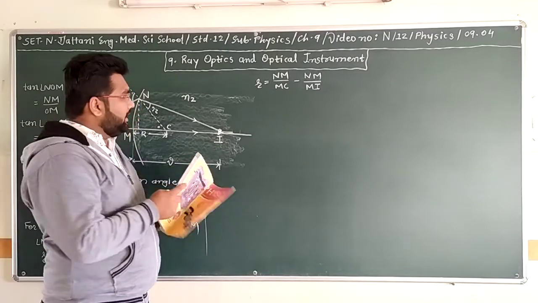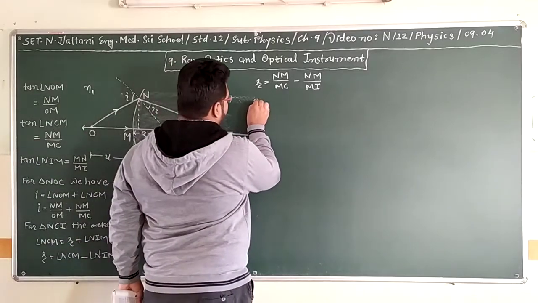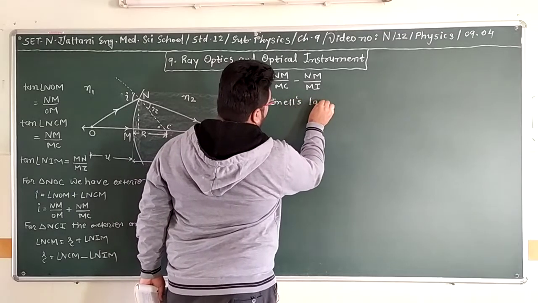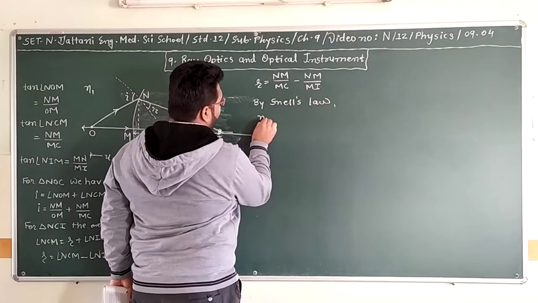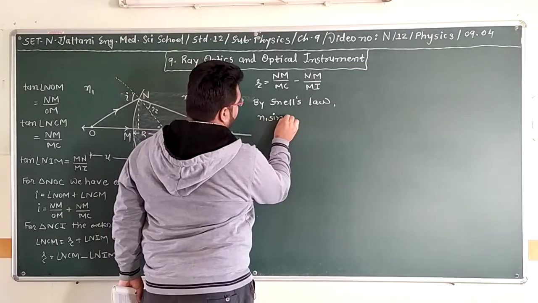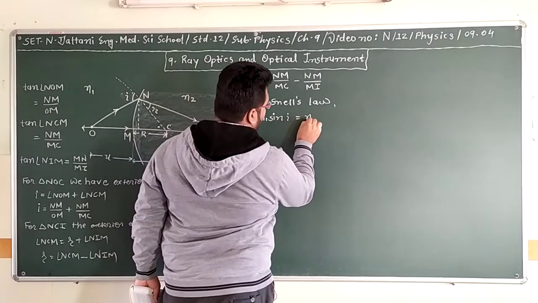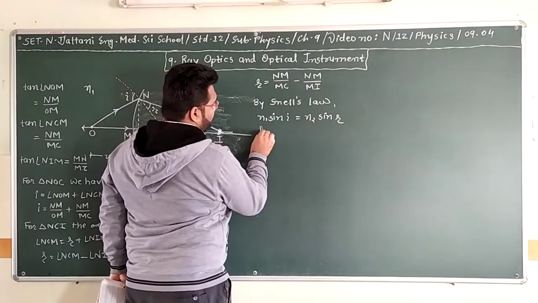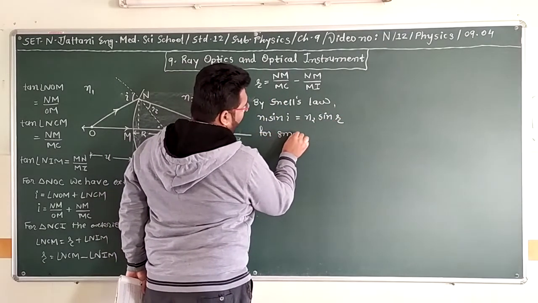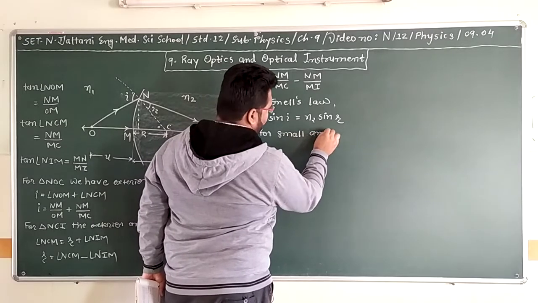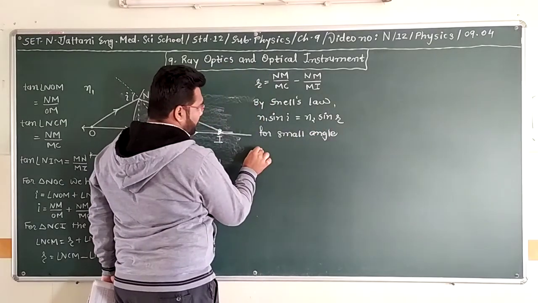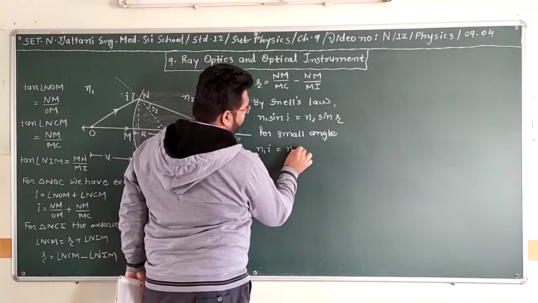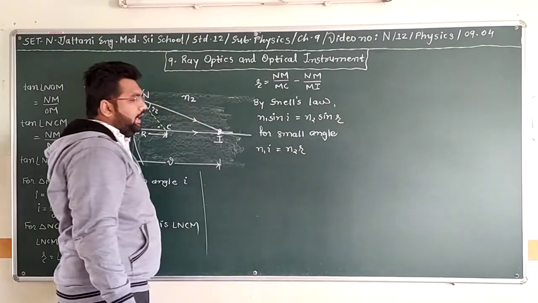Now by Snell's law, we can write N1 sin i is equal to N2 sin r. Or for small angles, we can write N1 i is equal to N2 r.